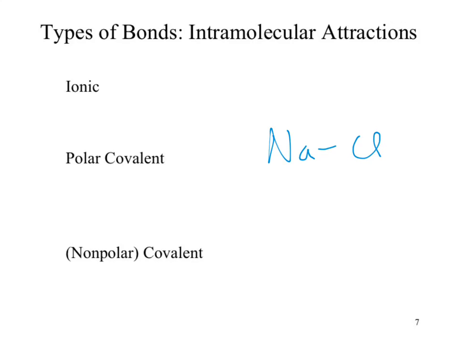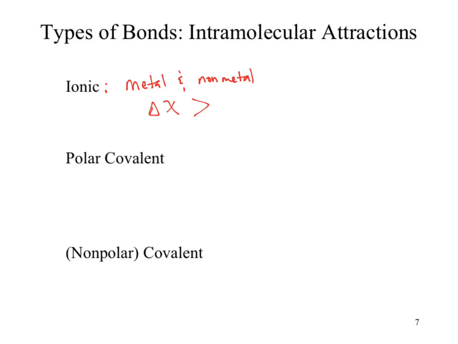I like that one. Ionic is a metal and a nonmetal. Is that strictly true? No is a good answer. Anybody know what the strict definition is? You look at their difference in electronegativity. The symbol for electronegativity is usually, what is that, chi? Anybody know? Then we're going to call it chi. If your difference in electronegativity is bigger than 1.7, then it's an ionic bond.